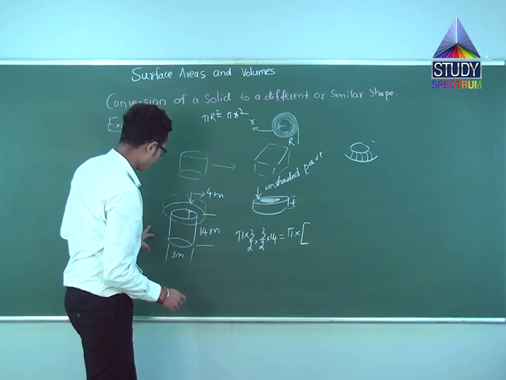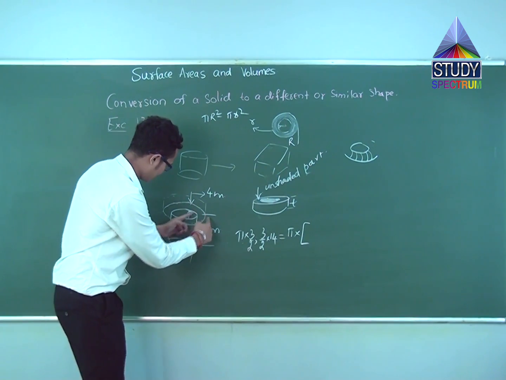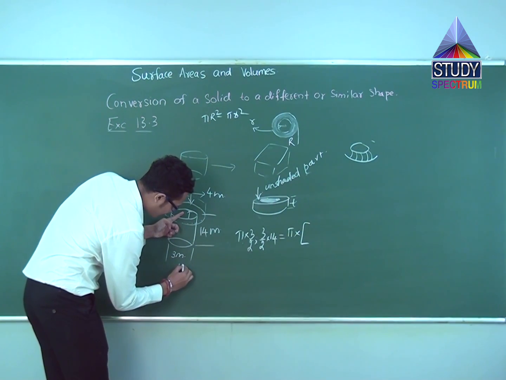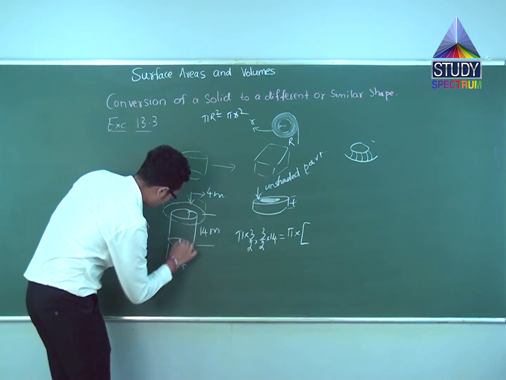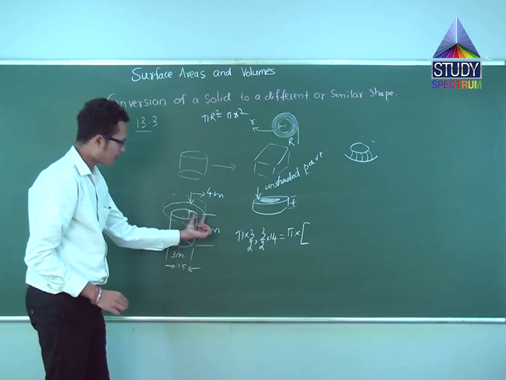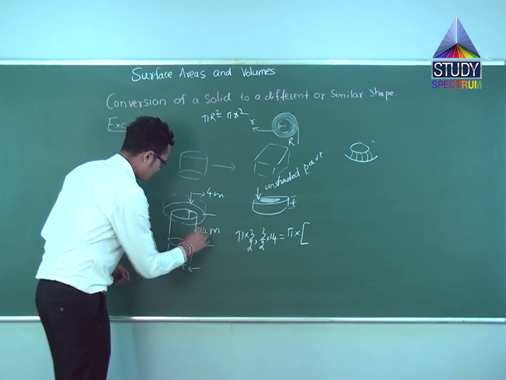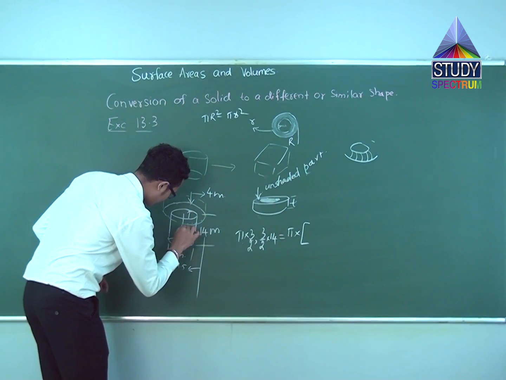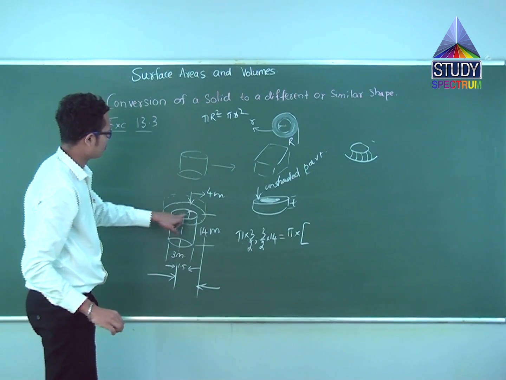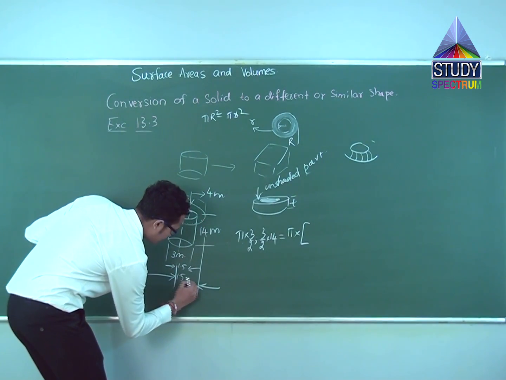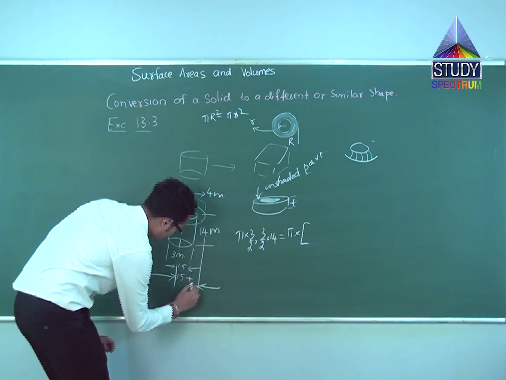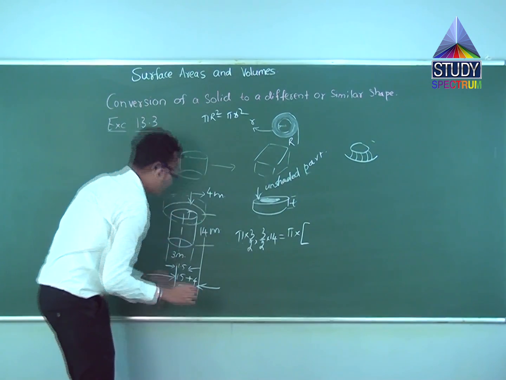In this case, this thickness is given as 4 meters and this diameter is 3. So the radius is 3 by 2, which is 1.5. The radius is 1.5. The distance from this point to the outer point is 1.5 plus the thickness. This is 1.5, the radius of the circle. 1.5 plus 4 gives me 5.5. That is just the outer radius.